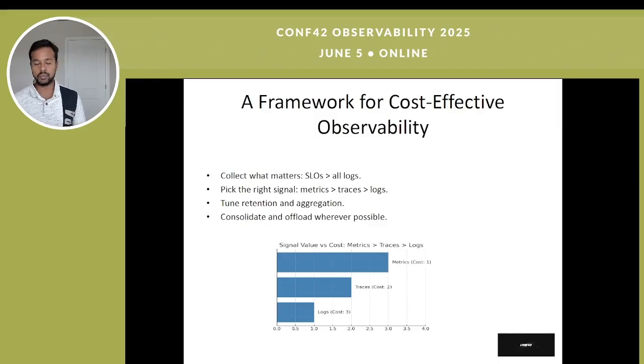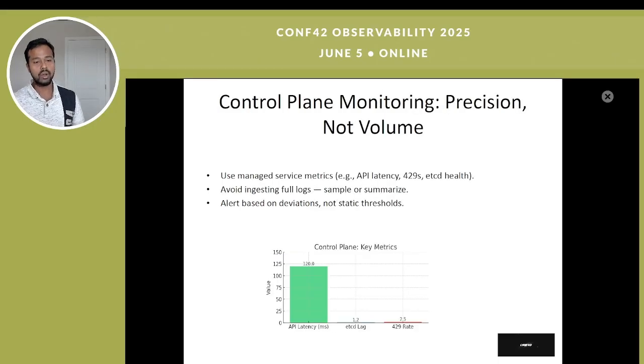The second is traces. So now you have a flow of how the data goes from one service to another, and that helps you debug. And the last is logs. When in a service, you can go and debug what's going wrong. The third one is you have to tune the retention and aggregation. Retention is how long data is stored, and aggregation is how you make sense of this data. And wherever possible, consolidate and offload, move your data to a cold storage if it's not useful. So again, summarizing, metrics are the most important signal in terms of the value they provide, followed by traces, followed by logs. So now we'll dive into the important parts of specifically Kubernetes monitoring.